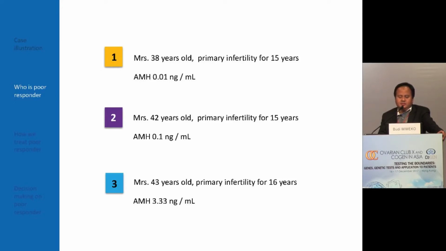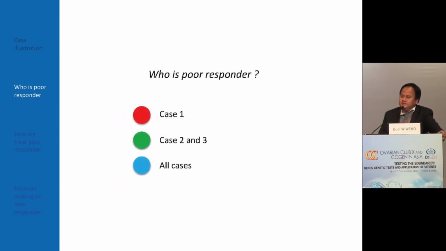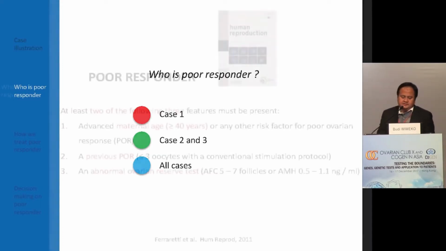This is the second patient, more than 40 years old with a low level of AMH, and this is also a 43-year-old lady with normal serum AMH. The question is, who is the poor responder? This is the first patient, patient 2 and number 3, or all the patients.